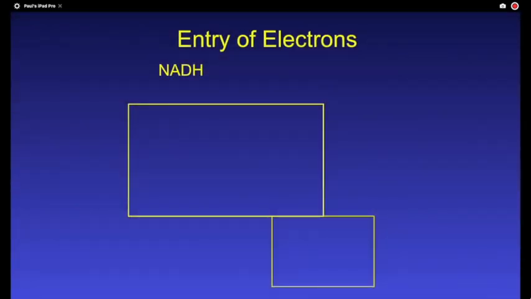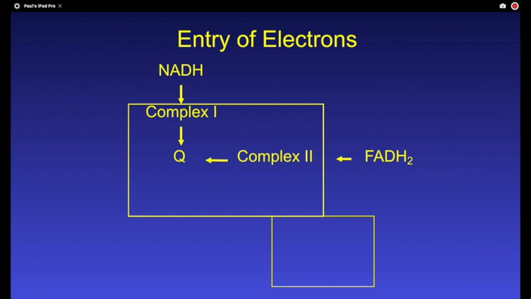So if I look at NADH, it will put electrons into complex 1, which is inside a membrane. Complex 1 will give its electrons to Q to become QH2. If I have FADH2, then I will enter through complex 2, which will also give them to Q and carry them as QH2. The QH2 then, no matter where it came from, will interact with complex 3.